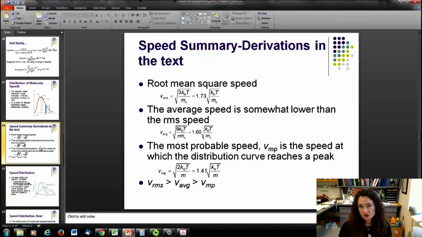If you look at the numerical values for all three of these quantities, your root mean square speed is equal to the square root of 3kT over m. Your average speed is somewhat lower than your RMS speed. You can prove this by performing the integration: the average speed is equal to the square root of 8kT over pi m. Your most probable speed is the peak of the distribution function curve, which you get by taking the derivative of your distribution function, setting it equal to 0, and solving for v. That gives you the square root of 2kT over m. So there are your three speeds. Your root mean square speed is larger than your average speed, which is larger than your most probable speed.